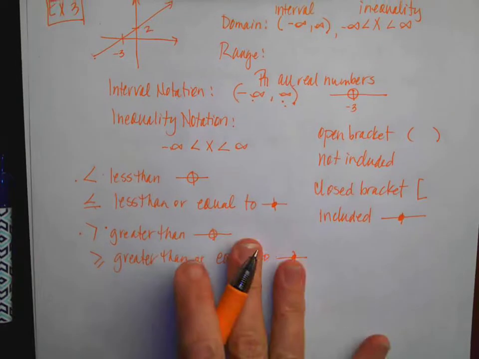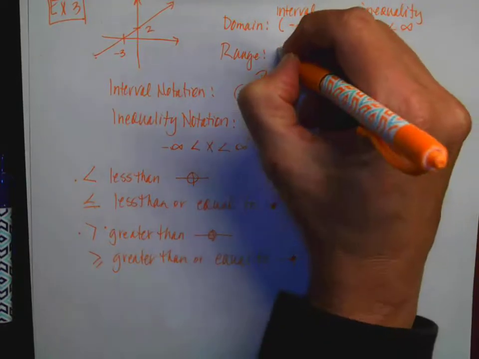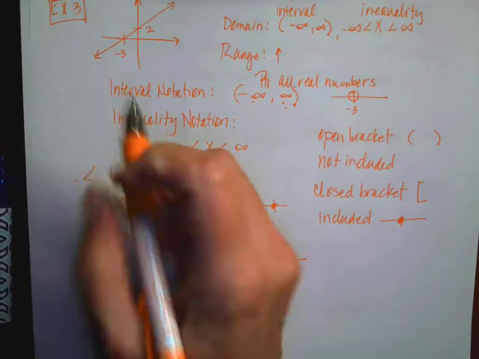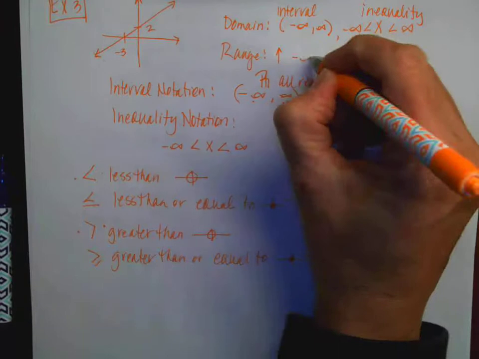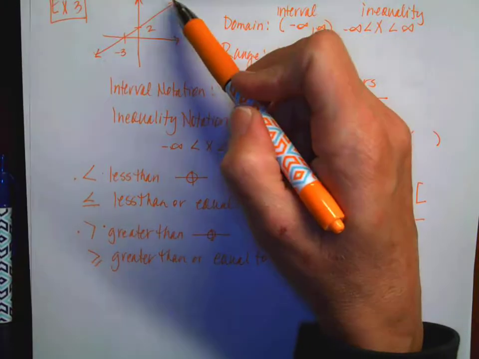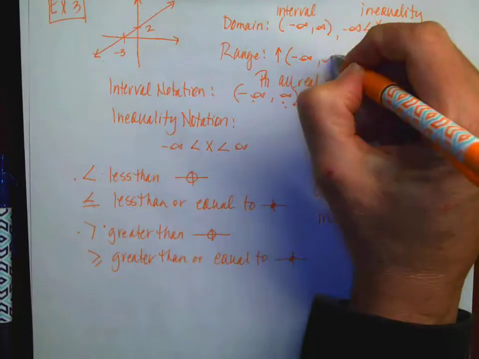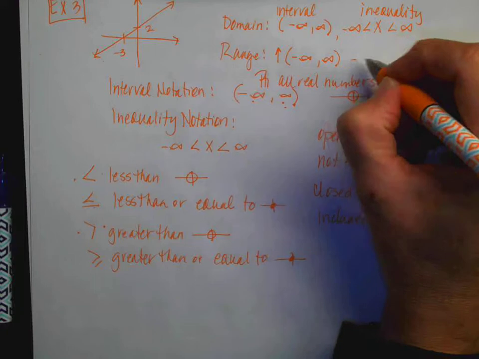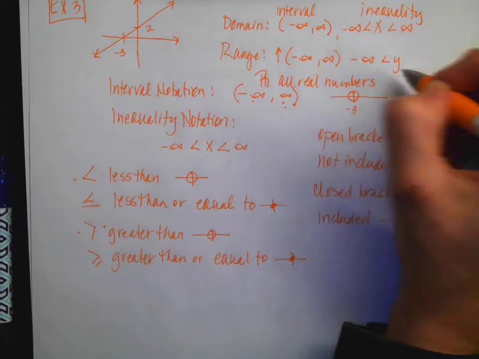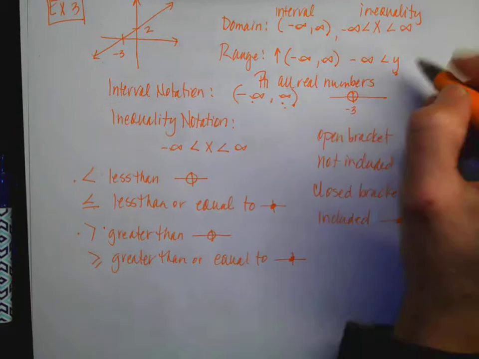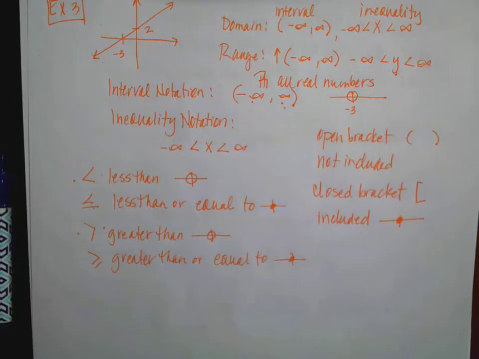Okay? Now remember, when we talk about the range, it is read from the bottom up. Well, the bottom value on this particular function is negative infinity. The top y value on this particular function is positive infinity. And so when I write it in inequality notation, it's going to be negative infinity, notice that I'm using y because range is all about y, less than y, less than positive infinity.